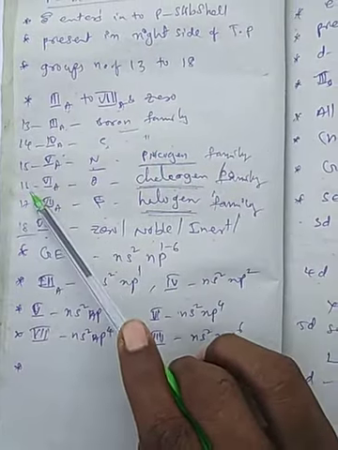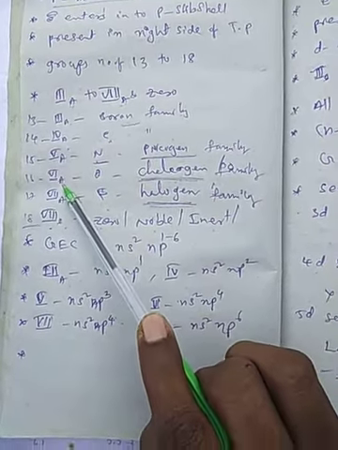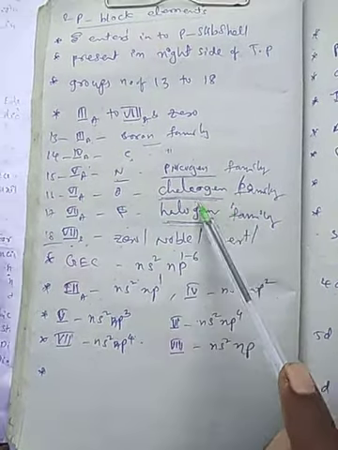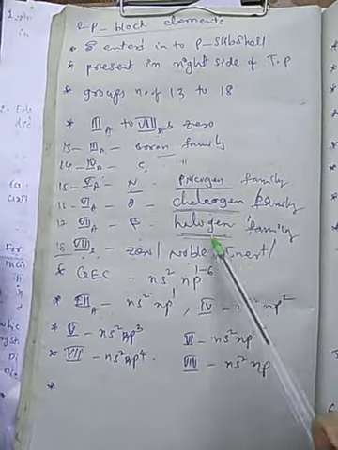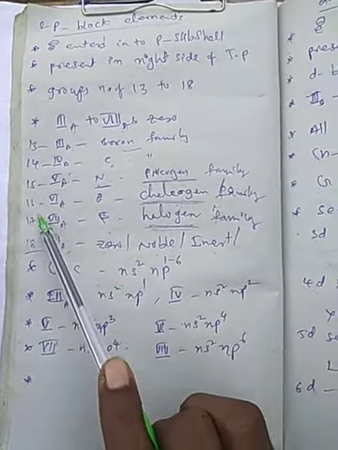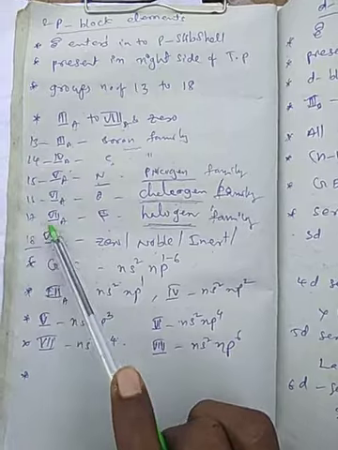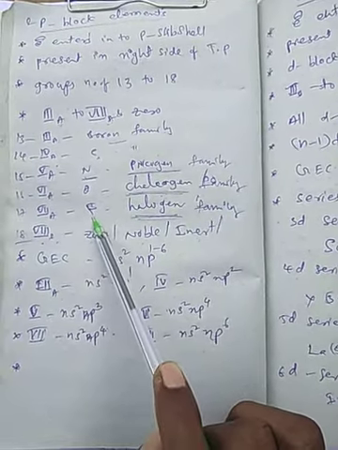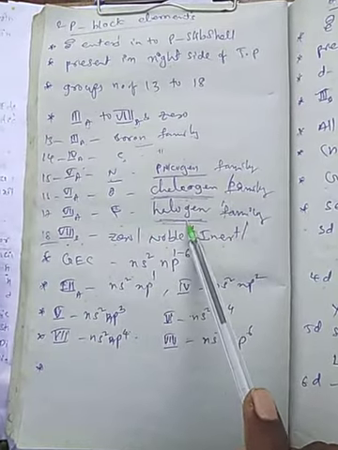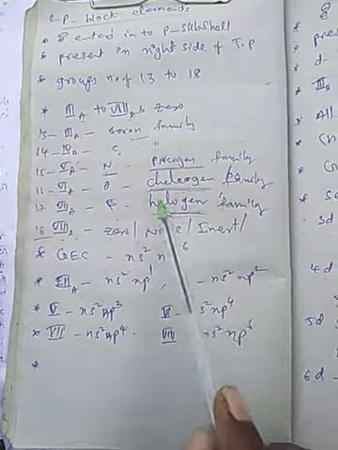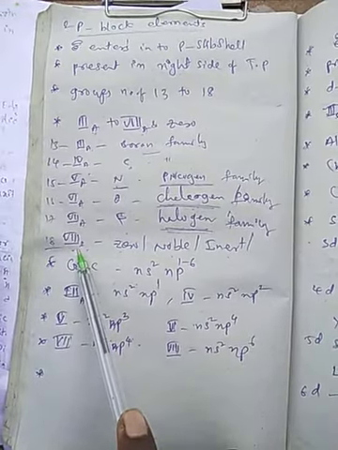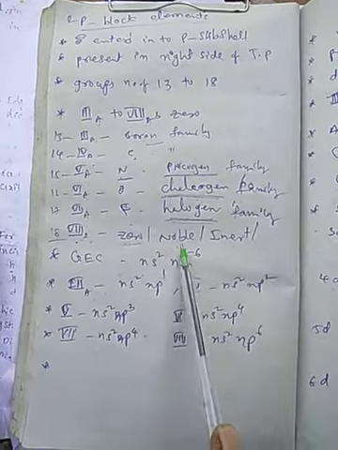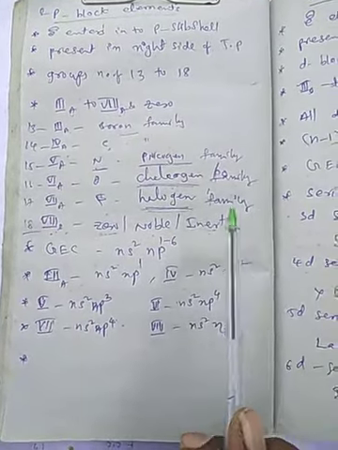The 16th group is represented in Roman numerals as 6A. This is also called the oxygen family or chalcogen family. The 17th group elements are 7A group elements. This is the fluorine family, that is, the halogen family. Now the 18th group elements are 8A. This is also called 0, noble gases, inert gases, rare gases.